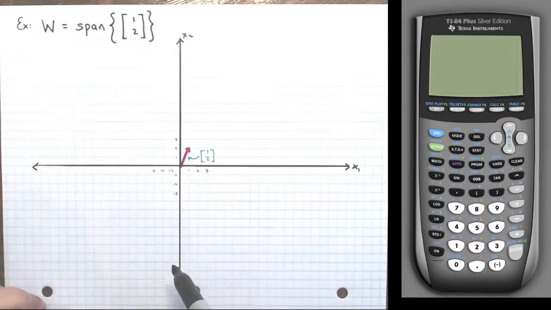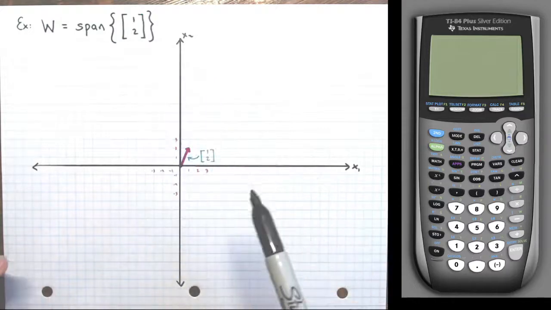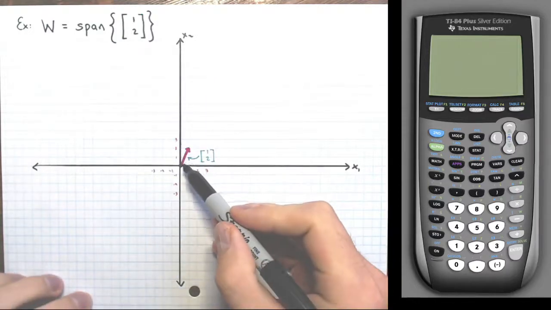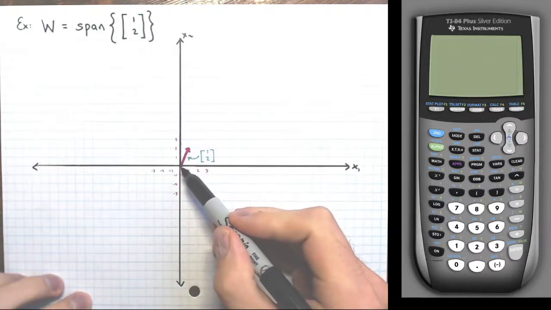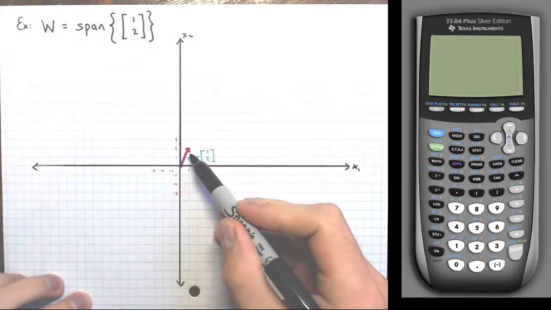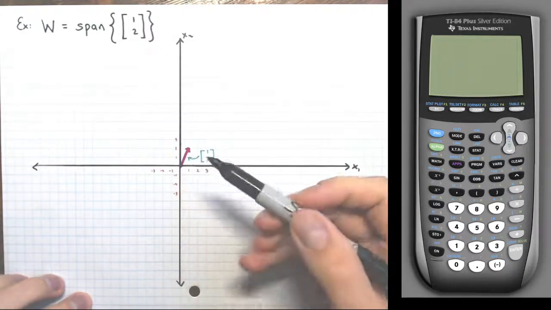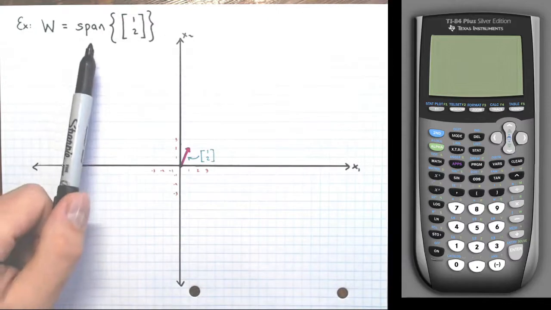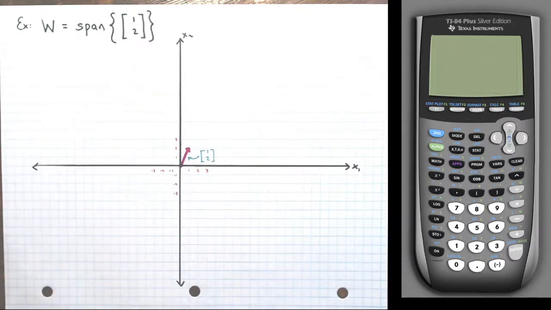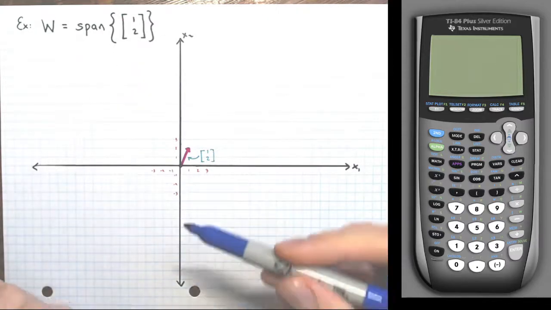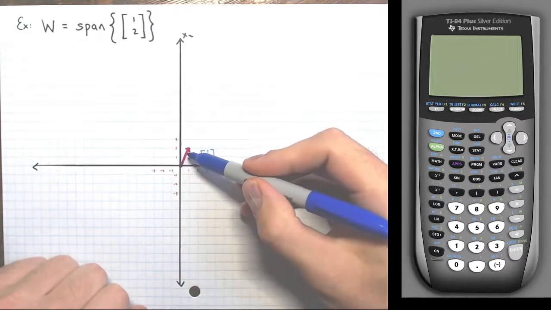You got your x1 axis, your x2 axis, or xy if you want to call them that. Here's vector 1, 2, right? Drawn from the origin. You got 1 to the right, 2 up. There's vector 1, 2. Now the span of vector 1, 2 is any linear combination of this, right? Basically any scalar multiple of this.